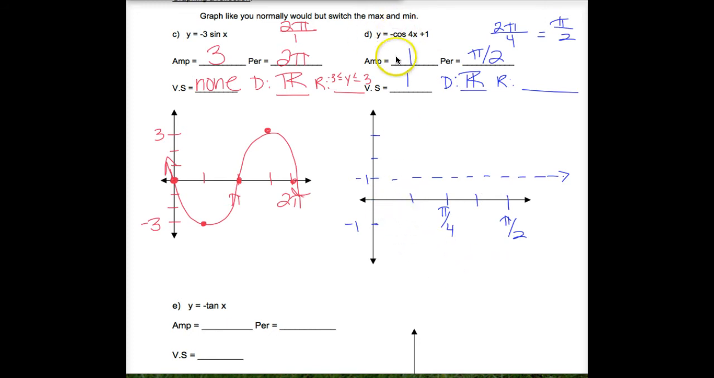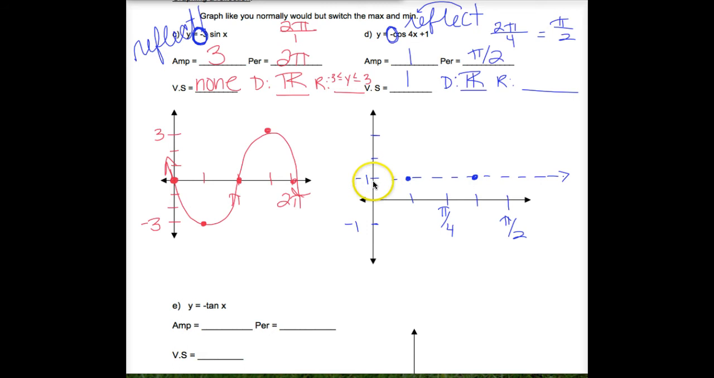So this has a negative, so it is reflected. So when this one was reflected, we switched the max and min. So we're going to be doing the same thing over here. This is negative, so we're going to reflect, which means switch the max and the minimum. So cosine graphs normally start up at the maximum. So now it's going to start at the minimum. My midline is now on this dashed line. So here's a midline point and here's a midline point.